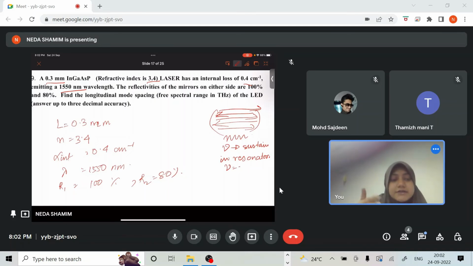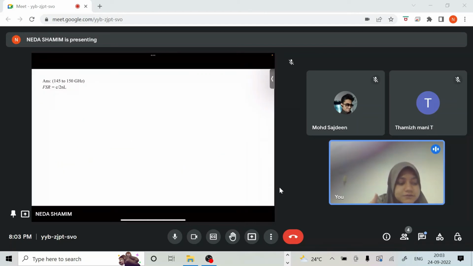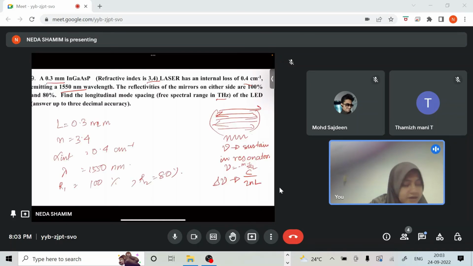And from here, if we subtract, what will be delta nu? C by 2n L. Which frequencies will survive? Nu equals m c by 2n L. Clear? So simply you just substitute and get the answer. C by 2n L. So just convert it. If in terahertz they're asking you, convert the gigahertz into terahertz.